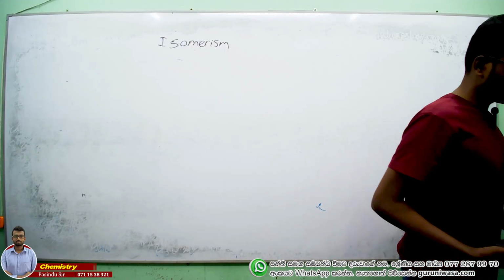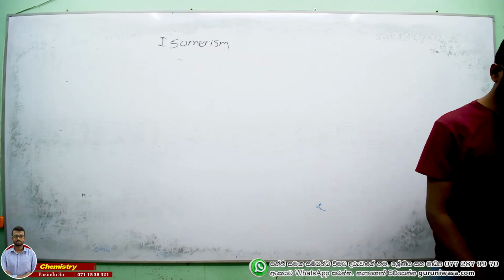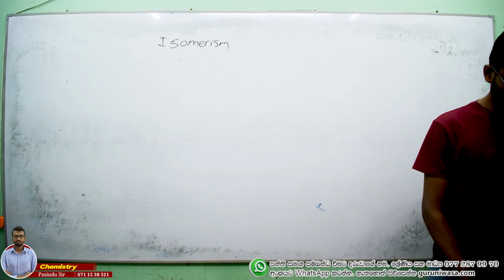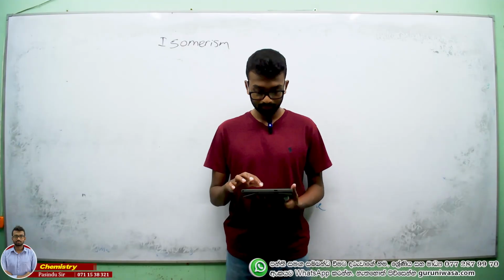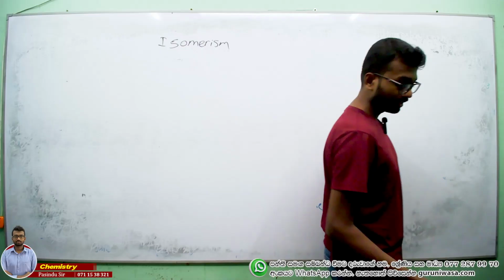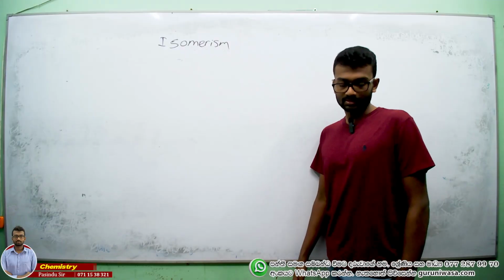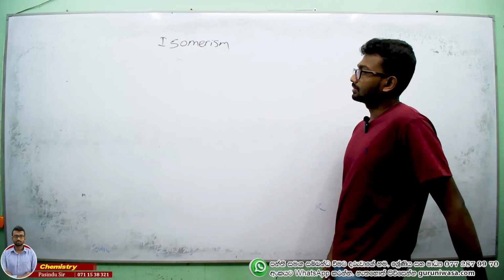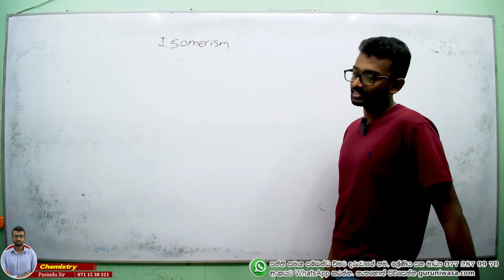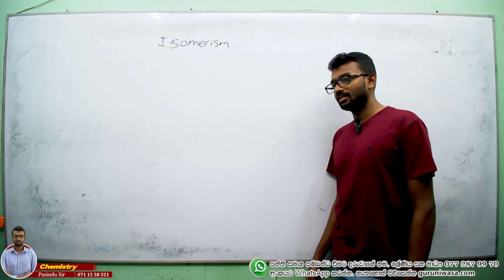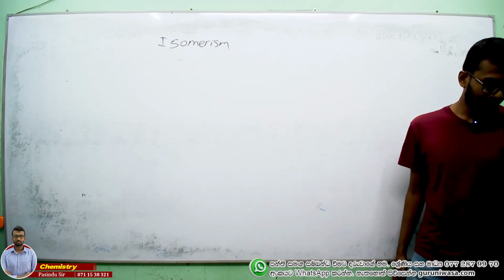So then the first part. Isomerism is mainly divided into two types. We call them constitutional isomers and stereoisomers. First we will talk about the constitutional isomers. It's very simple, so you can understand it, and we don't need to talk about it much.